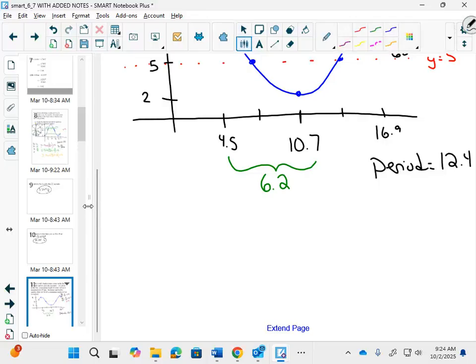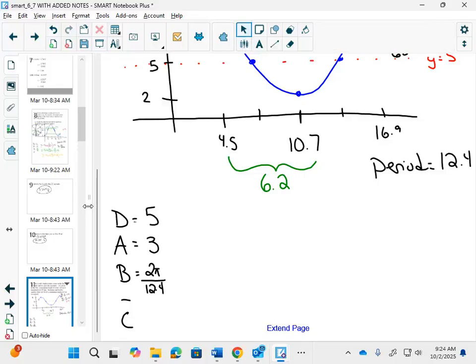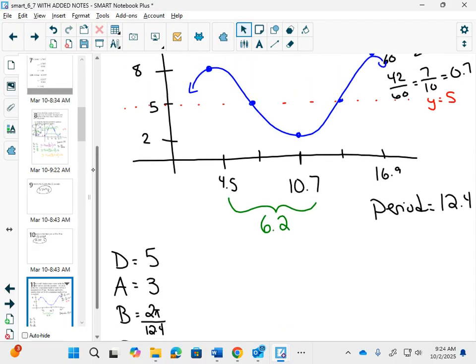So I'm going to go dab C. And again, the D value, the center line, that's 5. The A value, up to 8 down to 2, is 3 units. The period was 12.4, so your B value will be 2 pi divided by 12.4. And the dash C we never write because that's going to change depending on which graph you're going to use.